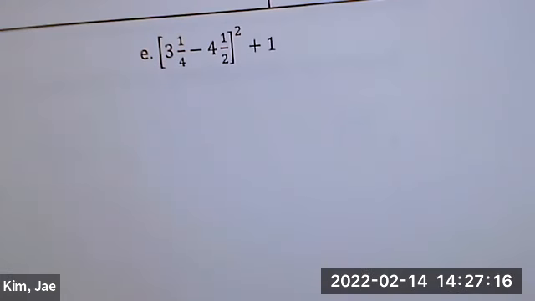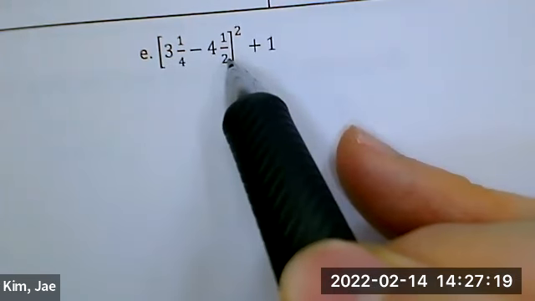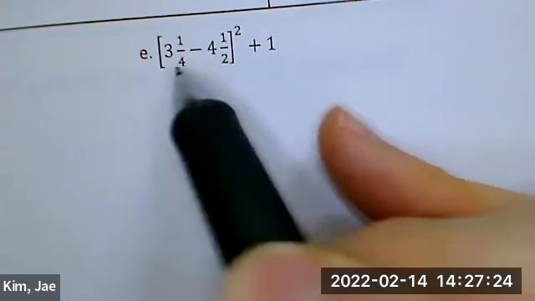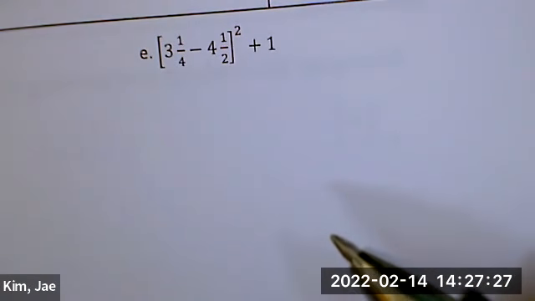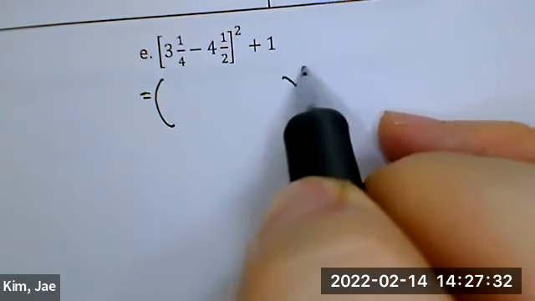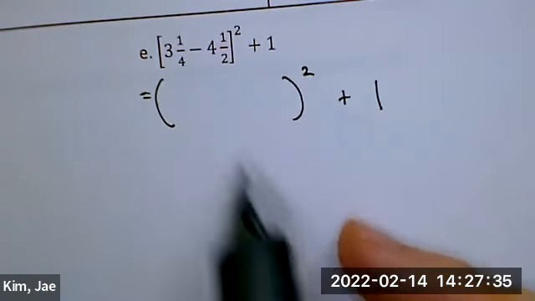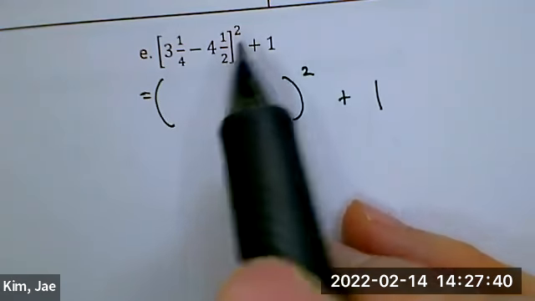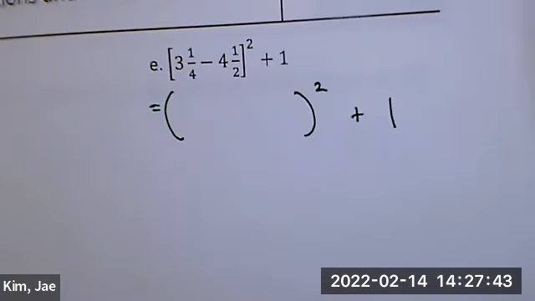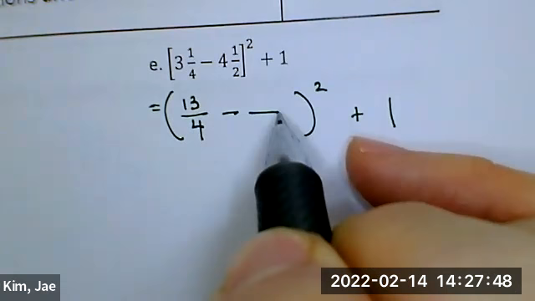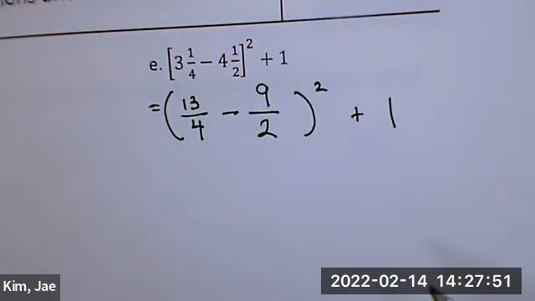Step 1. By BEDMAS, I have to do the brackets first, which means subtraction. My previous lesson tells me that I need to subtract by making the denominators equal. But it is nicer to work with improper. So let's change this to improper first. I'm doing whatever I need to make my life easier. This becomes 13 over 4 subtracted by 9 over 2, squared, and then plus 1.